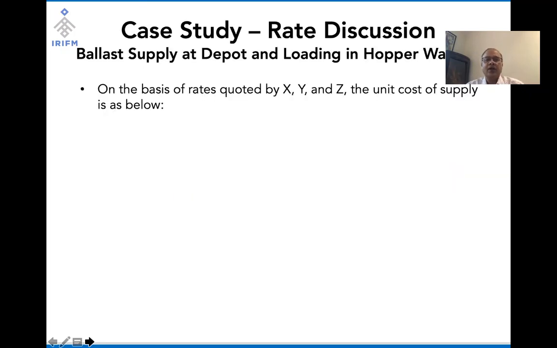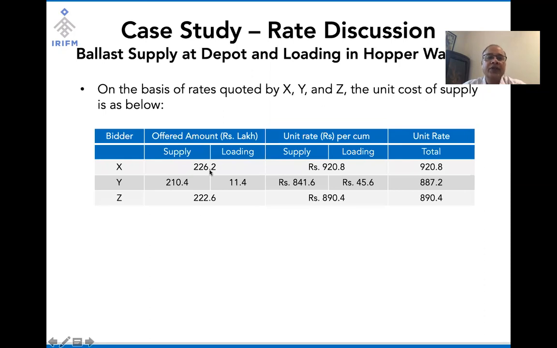Now, if you look at the unit cost of supply on the gross rate basis, bidder X had quoted 226 lakhs, which included both supply plus loading. Bidder Y had a split offer, which was for supply 210 and loading 11 lakhs, and bidder Z 222 lakhs. Now, if we divide these values each by 25,000 cubic meter, then we get the unit rate per cubic meter. So this column comprises the unit rate per cubic meter.